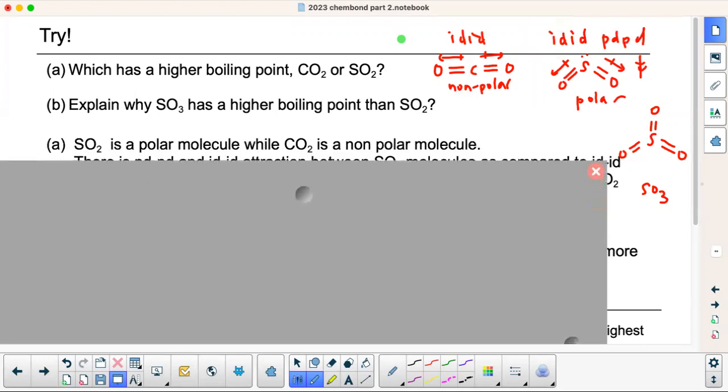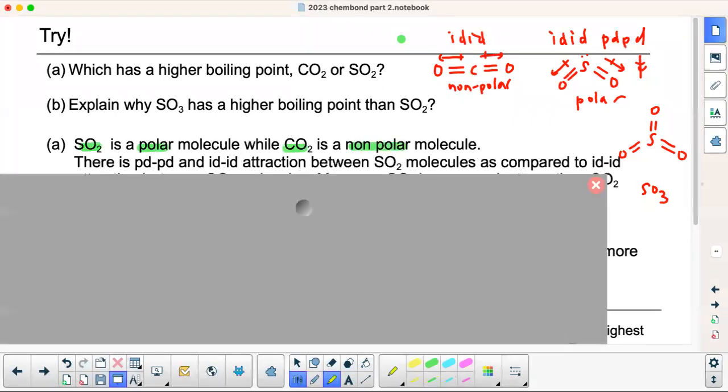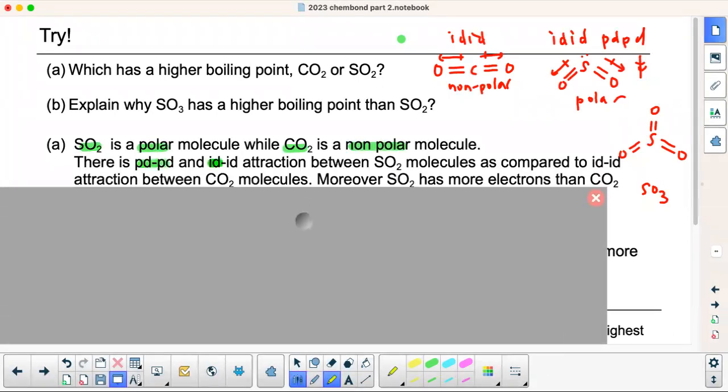SO2 is a polar molecule. Keywords, I'm just going to highlight keywords. SO2 is polar, while CO2 is non-polar. That's important. So for SO2, there is PD and ID between SO2 molecules, and there's only ID in CO2. Must write all this up. So you can see that SO2 has PD on top of the ID. You can write a little bit more, but if you didn't write this, I think we're still okay with it.